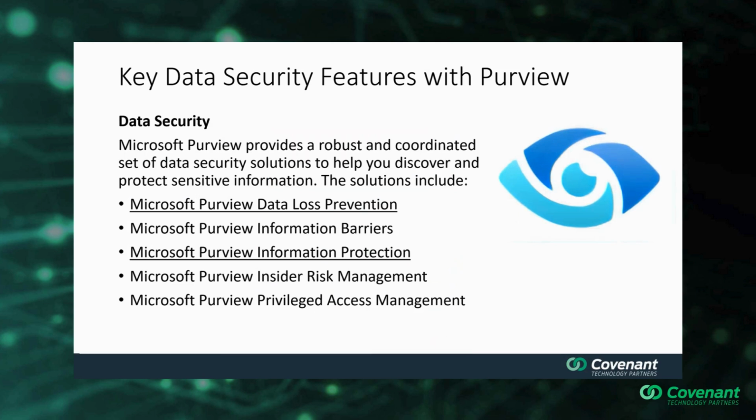Data security would be defined as a set of data security solutions to help you discover and protect sensitive information. These solutions include data loss prevention, information barriers, information protection, insider risk management, and privileged access management. For today's session, we're just going to touch upon the underlined items around data loss prevention and information protection as great starting points.